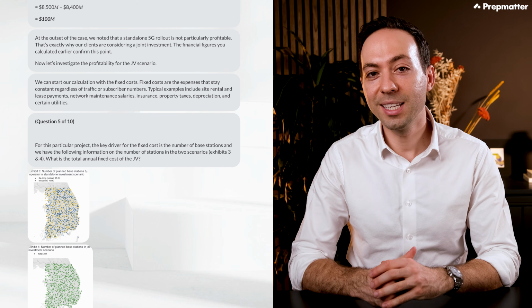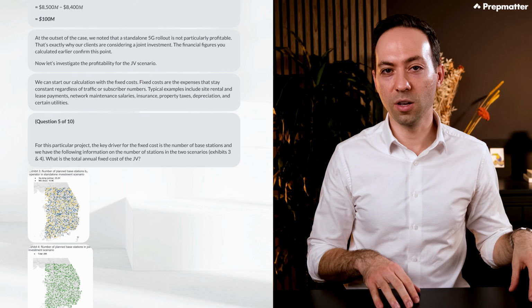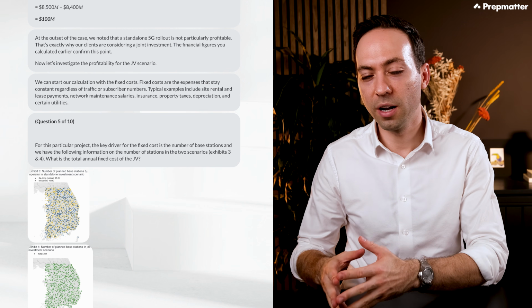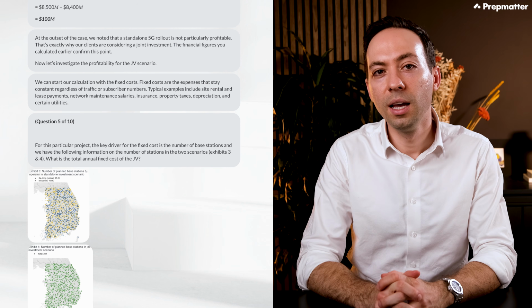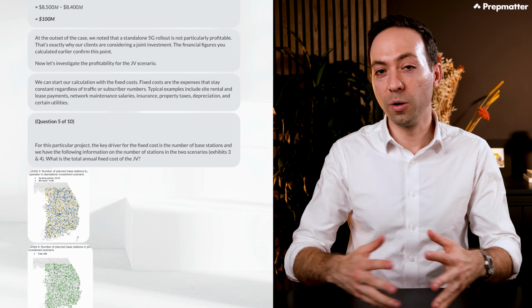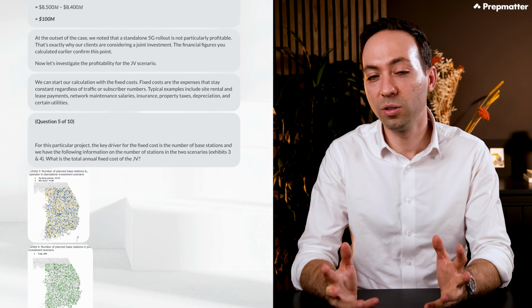Now, let's investigate the profitability for the JV scenario. We can start our calculation with the fixed costs. Fixed costs are the expenses that stay constant regardless of traffic or subscriber numbers. Typical examples include site rental and lease payments, network maintenance, salaries, insurance, property tax, depreciation, and certain utilities.